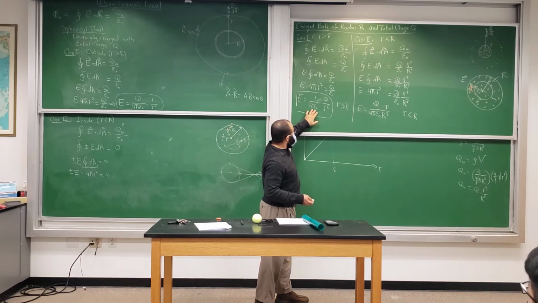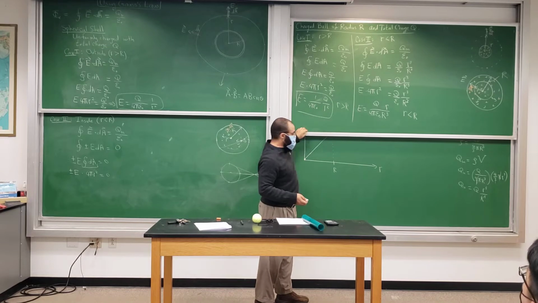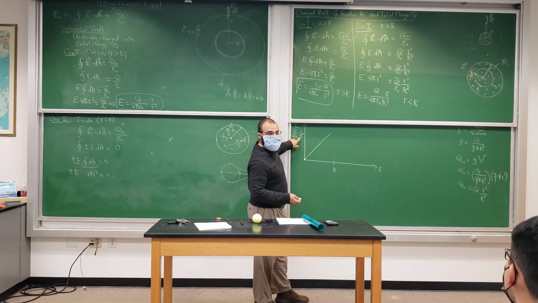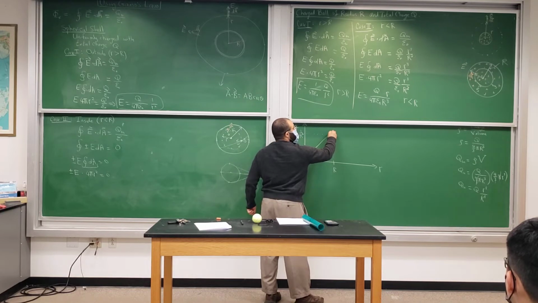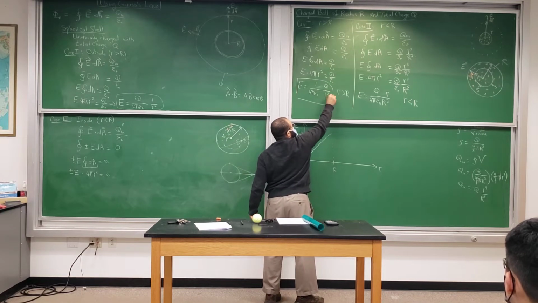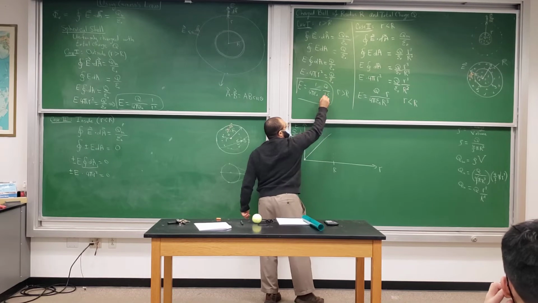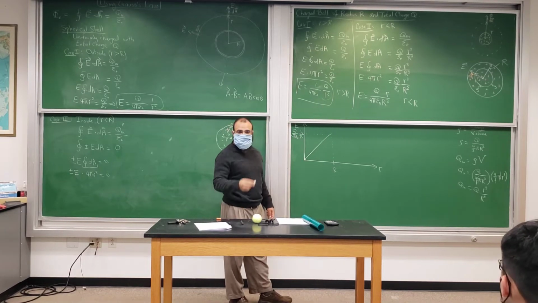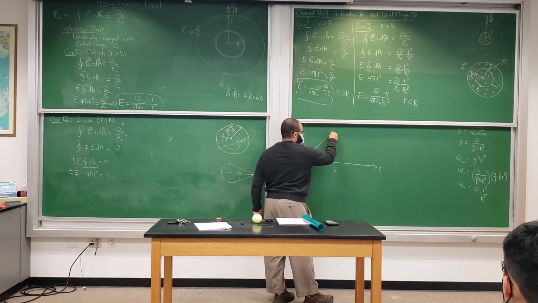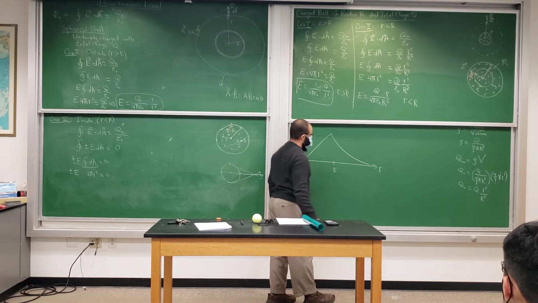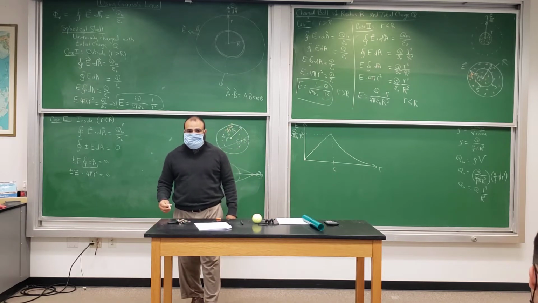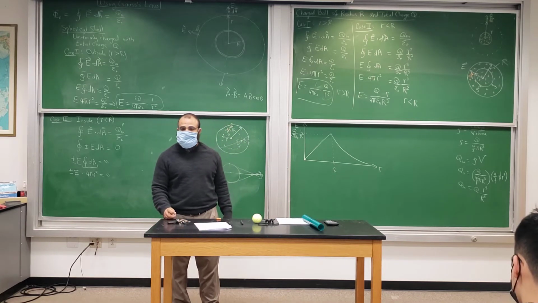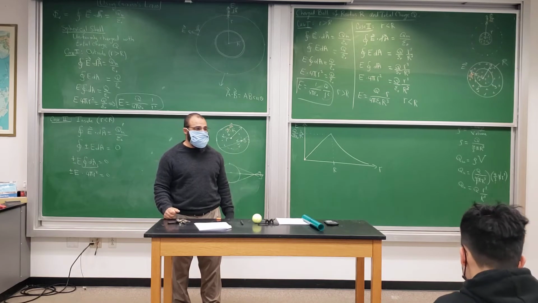You will get 1 over 4 pi epsilon naught q over capital R squared. You will get exactly this one. And then it drops as 1 over r squared, right? As little r grows, you're dividing by r squared, so it becomes less and less. Okay, so that's inside and outside of a sphere, solidly charged.